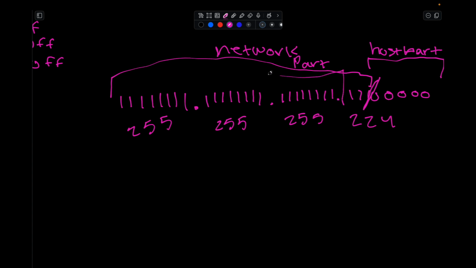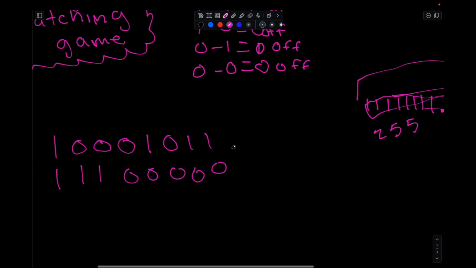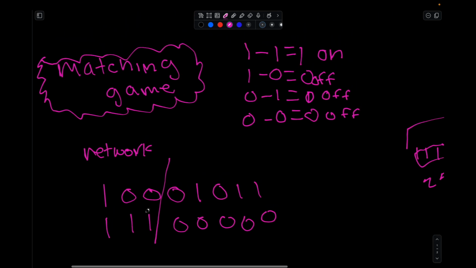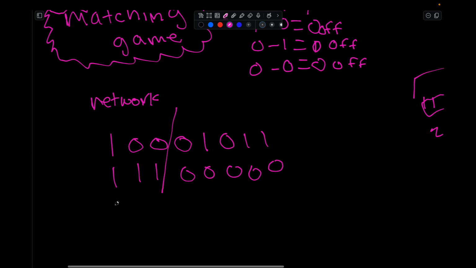We don't have to worry about all of this. We just have to worry about this part, which is what we have over here. We draw a slash right here. This is our network portion. And so again, we play our little matching game. 1 1, this one's on. 0 1, this one's off. 0 1, this is off. We don't really have to worry about the rest of this, because we're only looking at the network part right now. So the rest can be zeros.